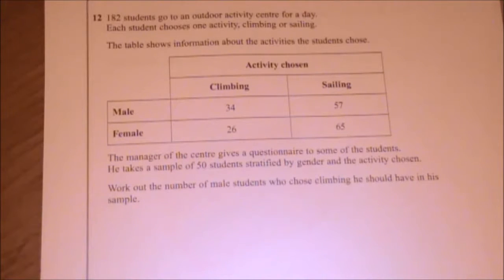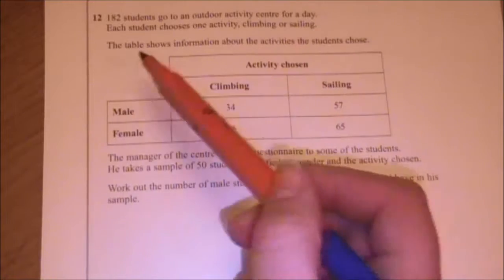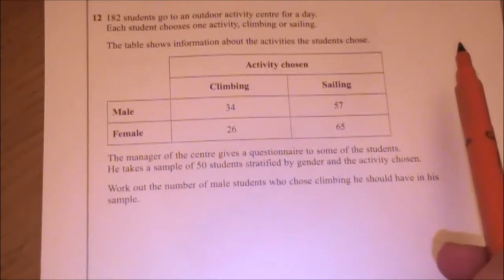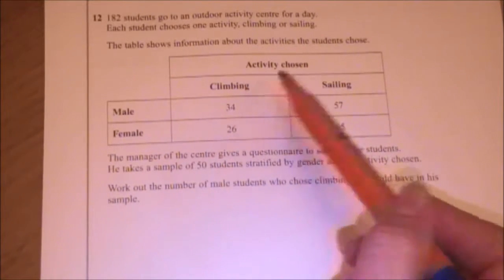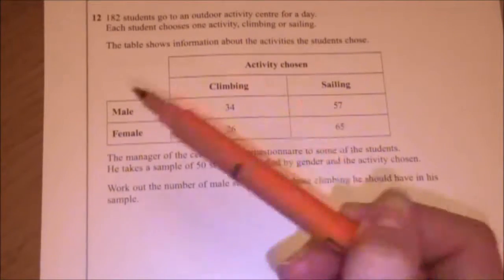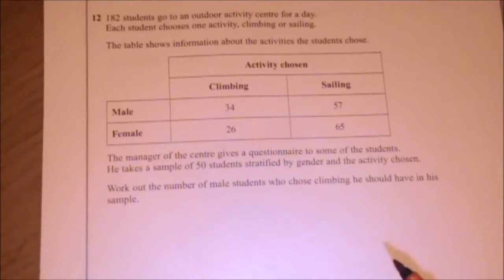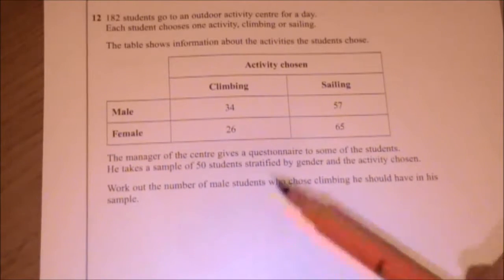Question 12 is a stratified sampling question. 182 students go to an outdoor activity centre for a day. Each student chooses one activity, climbing or sailing. The table shows the information about the activities the students choose: climbing, sailing, males, females. So just like a question back at the front of the paper, they've set this up in a two-way table for us to view easily.